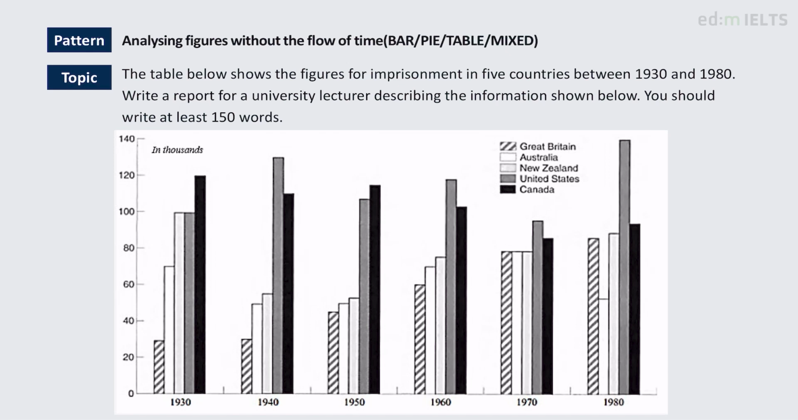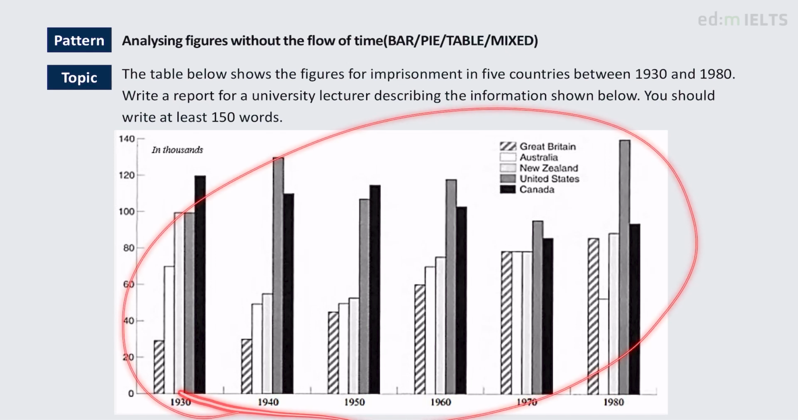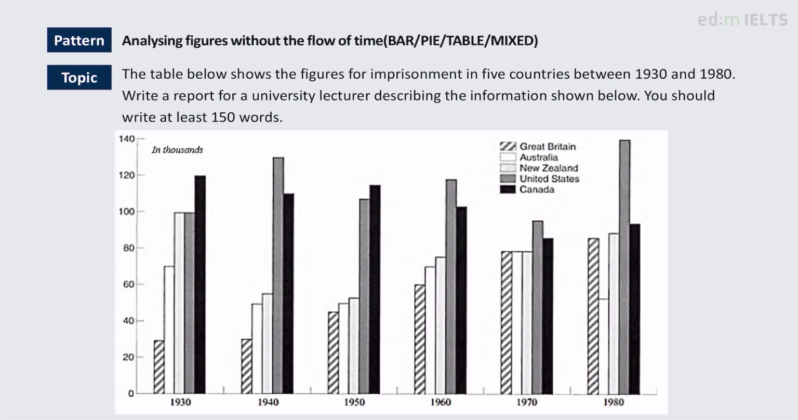So you can see it's a bar chart or bar graph, and it is showing the number of imprisonments. It tells you it's given in thousands. So this would be 120,000 imprisonments in 1930, for example, in that year.